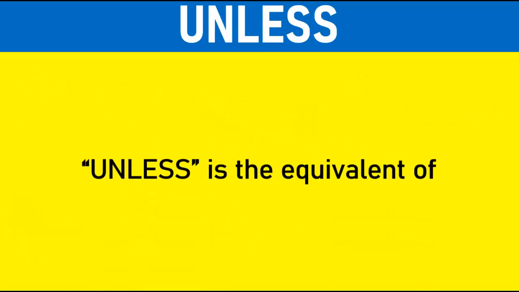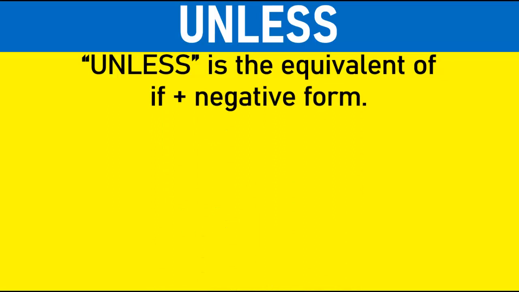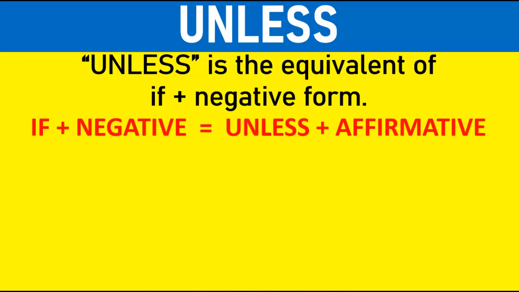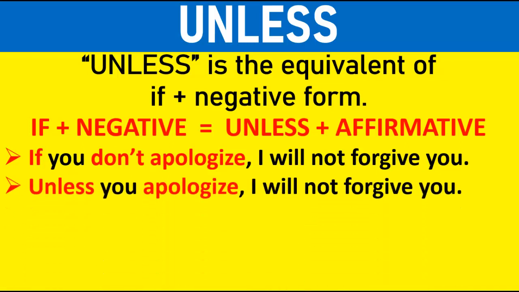Unless. Unless is the equivalent of if plus negative form. Meaning, if plus negative equals unless plus affirmative form. Let's practice. If you don't apologize, I will not forgive you. So here you have if plus negative form. Now to use unless, you'll be obliged to drop the negative form and use the affirmative form. Example: unless you apologize, I will not forgive you.